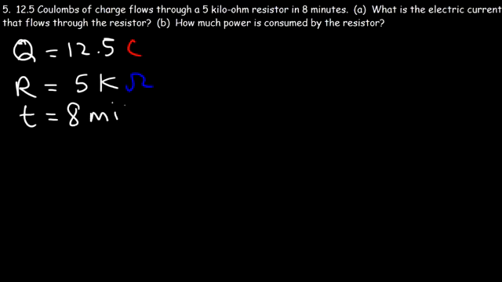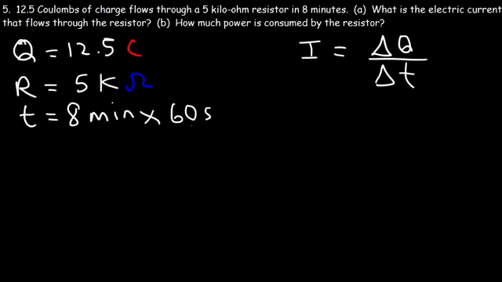How can we use this information to calculate the electric current? Well, the electric current is the ratio, or really it's the change in the electric charge divided by the change in time. So it's the rate of charge flow. It's how much charge flows per second, which means that we need to convert 8 minutes into seconds. So we got to multiply it by 60 seconds. 6 times 8 is 48, so 60 times 8 is 480. You just got to add the 0.